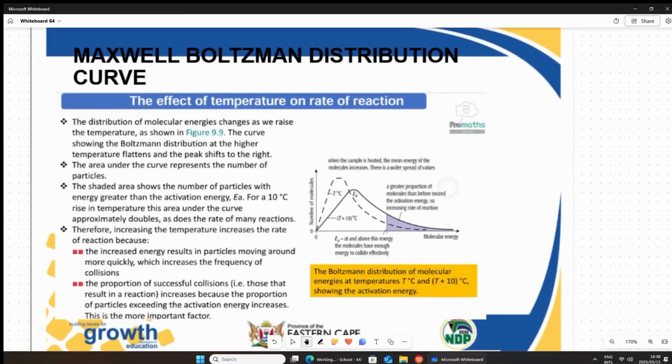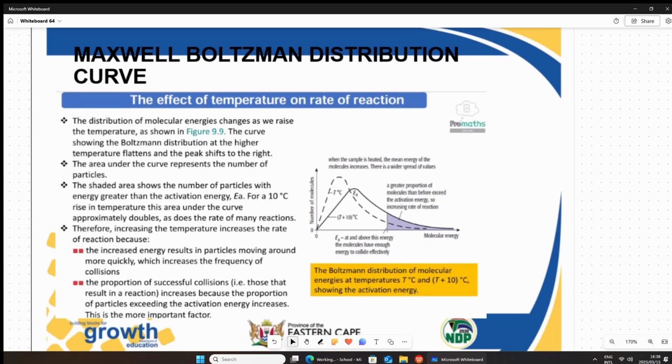Using the Maxwell-Boltzmann distribution curve, we can look into the effect of the temperature on the rate of reaction. If you can see from this graph, remember, learners, that a measurement of temperature is actually a measurement of the average kinetic energy of the particles. Now, what does that say? Remember, the particles need to climb up a mountain hill, which means they need to have an activation energy, meaning that they need to have a minimum energy that is needed for a reaction to take place.